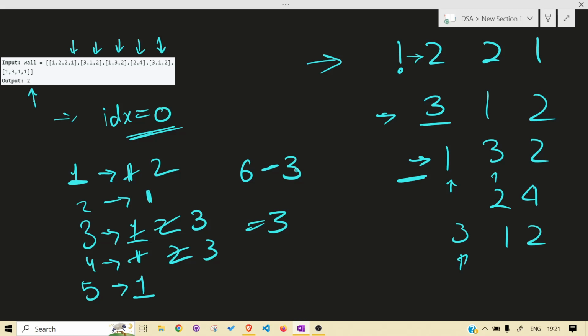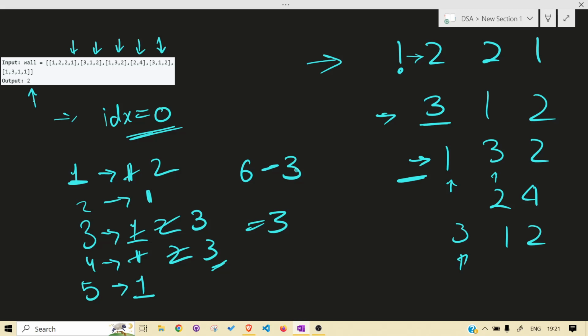1, 1, 1 plus 2, 3, 3 plus 2, 5, 1. We are not taking this. 3, 3 goes to 2, 4. 4 is also 2. We are not taking this. 1, it's 2. 1 plus 3, 4. It's 3. And 4, we are not taking this. 2. 2 plus 4, 6, 3.